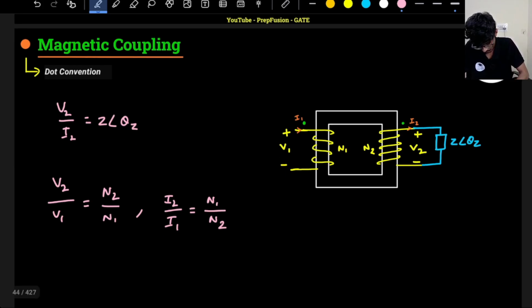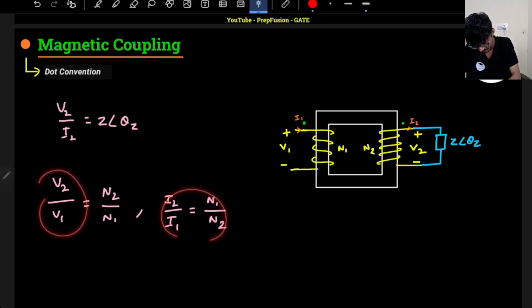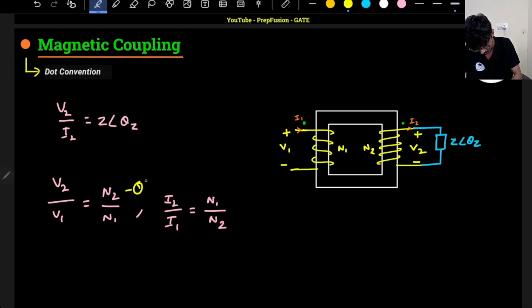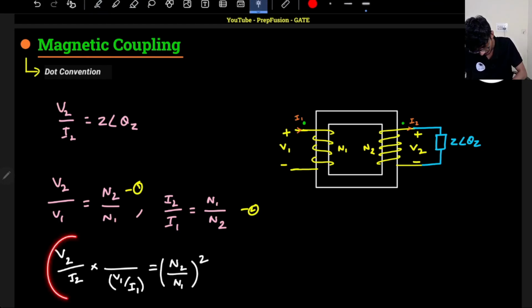So what I can do is divide these two. If I divide these two equations, this is equation 1 and this is equation 2, so here it will be V2 by I2 into V1 by I1 equals N2 by N1 whole square.